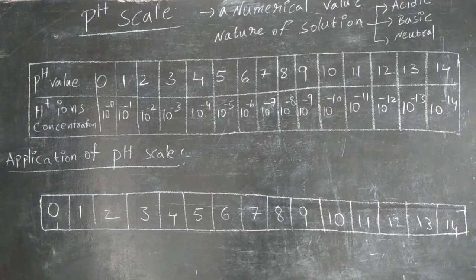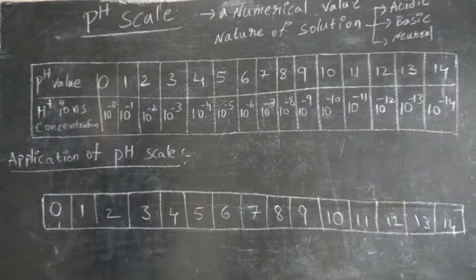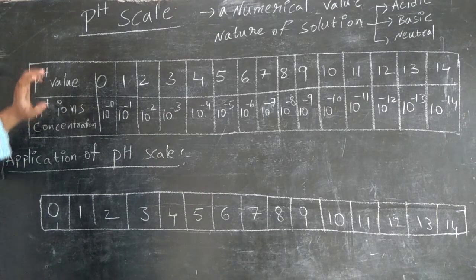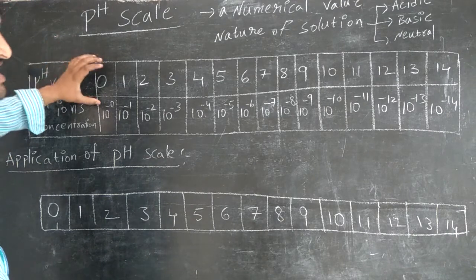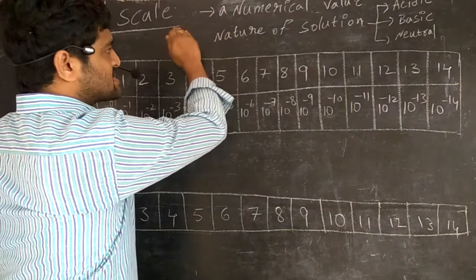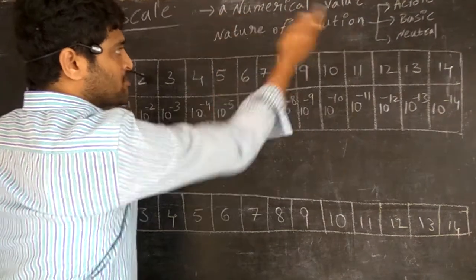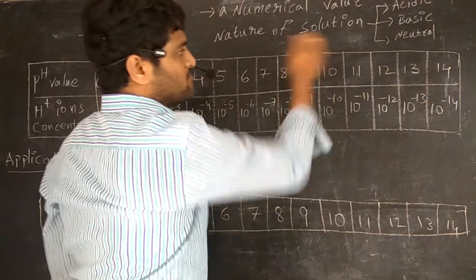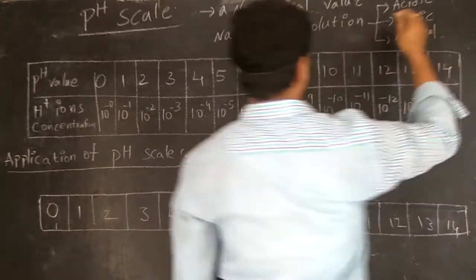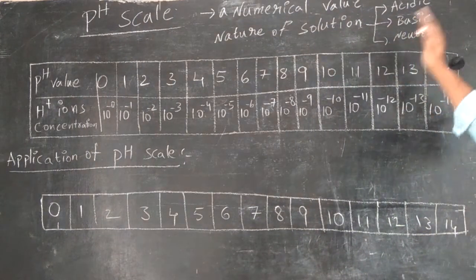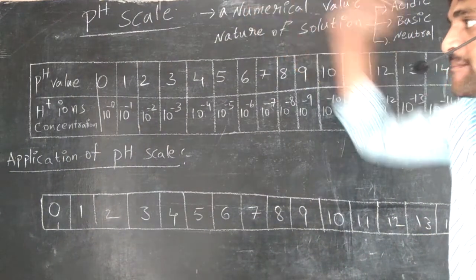Coming to the next part of our discussion, the pH scale. pH tells us the H plus ion concentration present in a given solution. The pH scale indicates a particular numerical value, and that numerical value tells about the nature of the solution. The nature of the solution may be acidic, basic or neutral, whatever it may be. That can be known by using the pH scale.